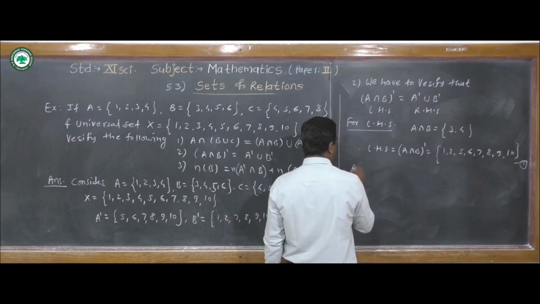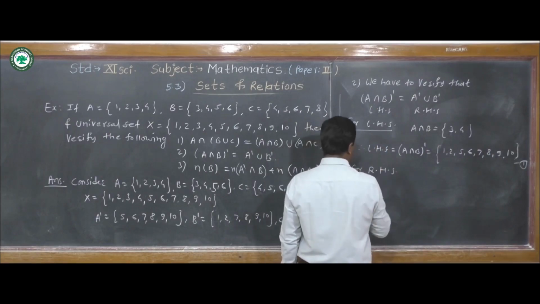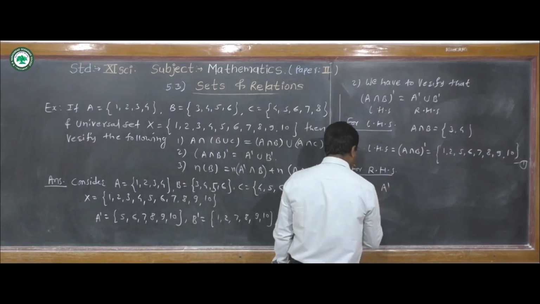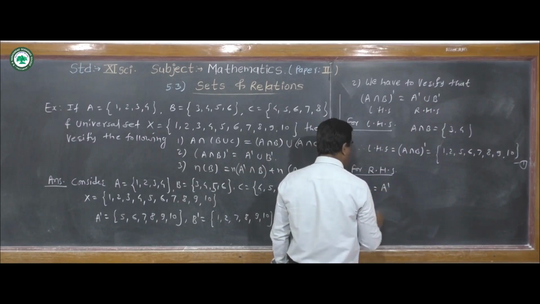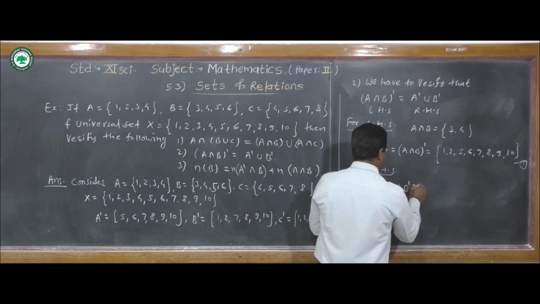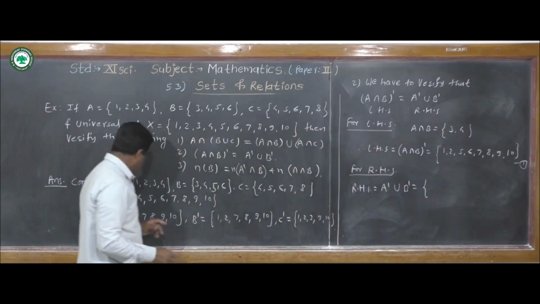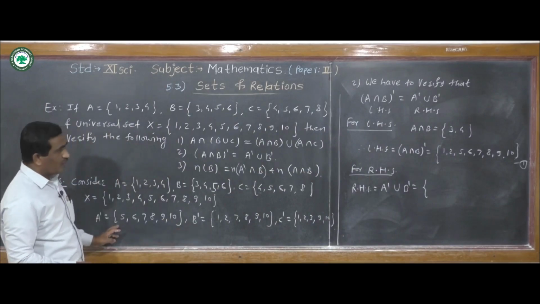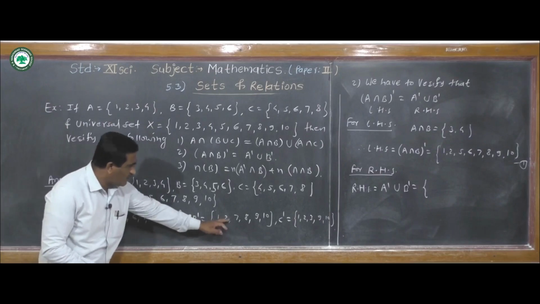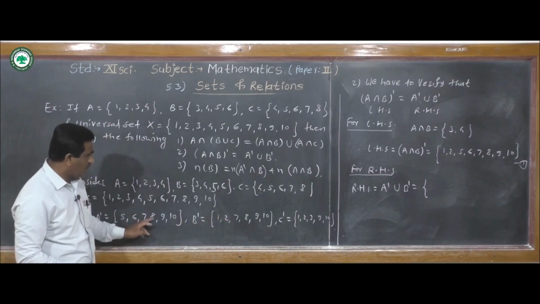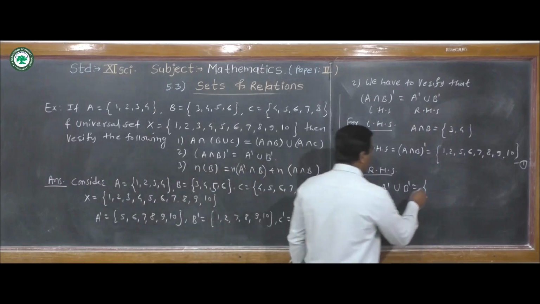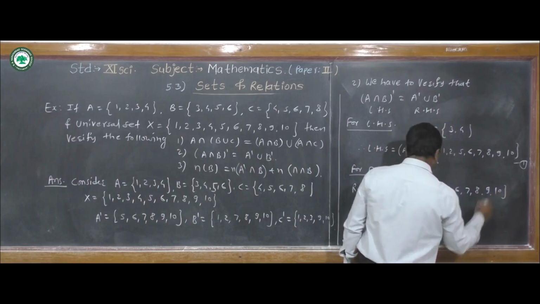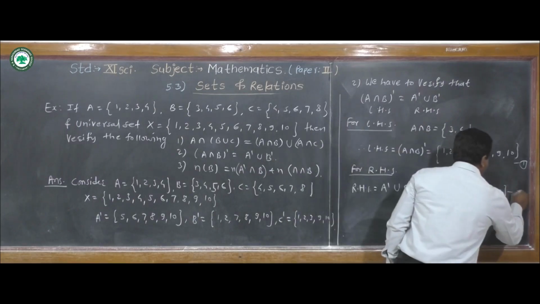Now for RHS, we have to write A dash union B dash. We can write directly here, A dash union B dash is equal to. Now here is the set A dash, the complement of set A. This is the set B dash, the complement of set B. We have to write the union of these two sets: 1, 2, 5, 6, 7, 8, 9, 10. We can say this is equation number 2.